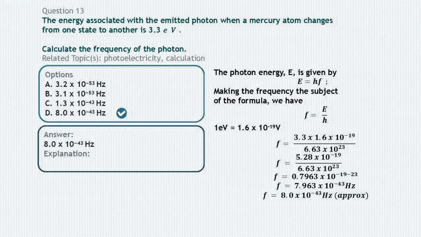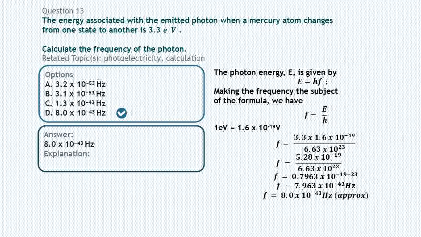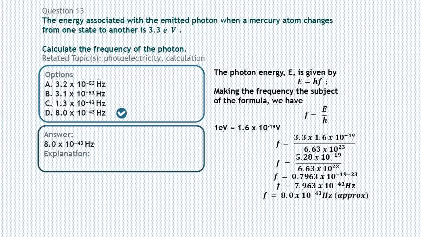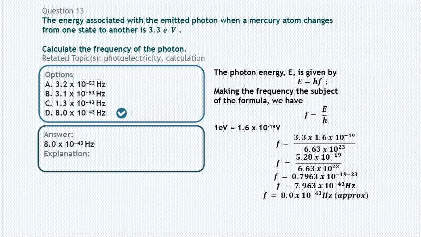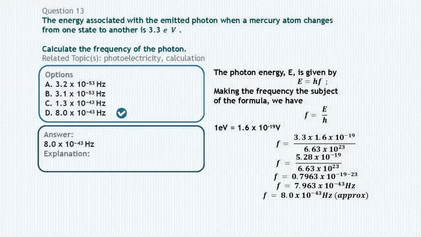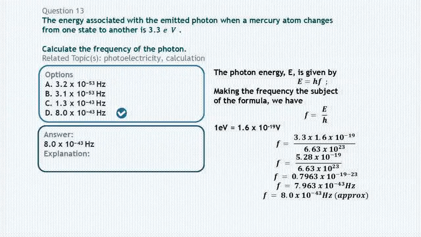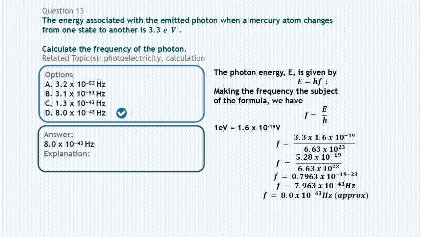So that 10 times this will give us 7.963. If you approximate this to one significant figure, we'll be having 8.0. Because the first number after the decimal is up to 5, you round it up as 1 and add it to this. So this is 8.0 times 10 raised to the power minus 43 Hertz.